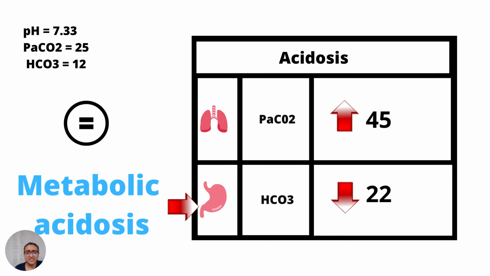And our last exercise says that our pH is 7.33, so that means we have an acidosis situation. And it says that our PaCO2 is 25 and our HCO3 is lower than 22, so we have a metabolic acidosis.